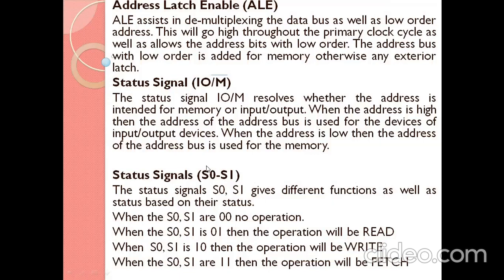Next, status signals. There are status signals called S0 and S1. When S0 is 0 and S1 is 0, it is no operation. When S0 is 0 and S1 is 1, it is called a read operation. When S0 is 1 and S1 is 0, it is called a write operation. When both are 1, it is called a fetch operation. By this, we can know the status of the microprocessor, whether it is doing the fetch operation, write operation, read operation or no operation.